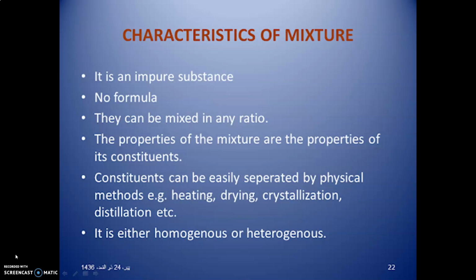Now when we talk about characteristics of mixture, mixture is an impure substance, definitely. Why? Because it is a combination of two substances. They'll have their own properties, so it will be impure. They do not have formula. They can be mixed in any ratio, I have already told you. Then the properties of a mixture are the properties of the constituents, that's clear, and it can be easily separated by physical means that you'll be studying in the later half of the slide. Clear? So these are the characteristics of mixture.